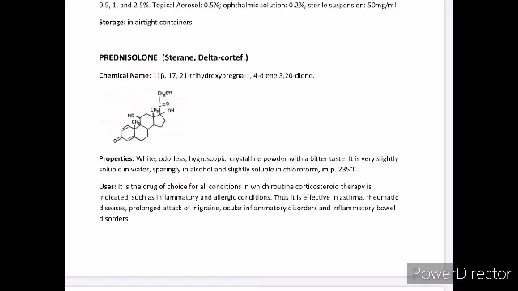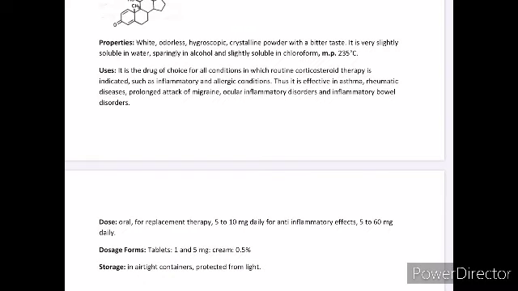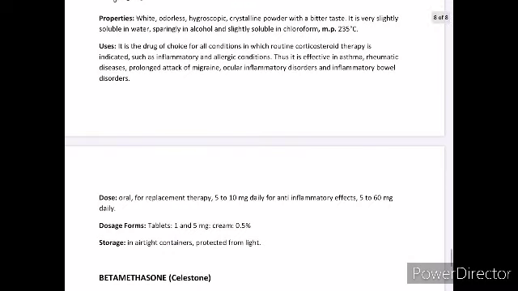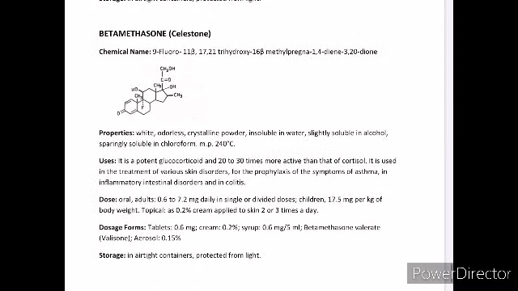This is a drug of choice for all conditions in which routine corticosteroid therapy is indicated, such as inflammatory and allergic conditions. This is effective in asthma, rheumatic disease, and prolonged attack of migraine, also ocular inflammatory disorders, and in inflammatory bowel disorders. The dosage for oral replacement therapy is 5 to 10 milligrams daily, and it is available as tablets and creams.